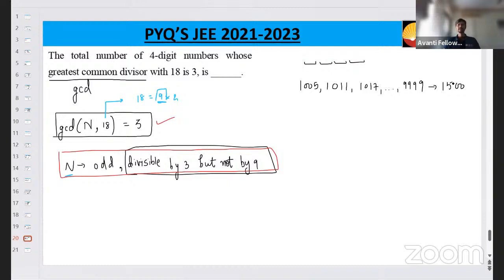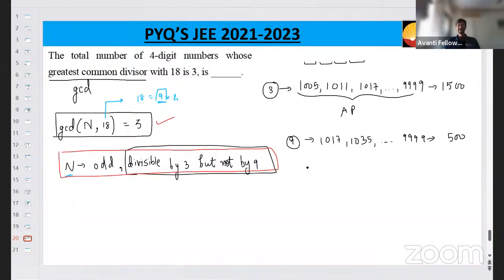You can do it with AP. ये AP है, right? It's an AP. Now, similarly, these are divisible by 3. We want not divisible by 9. So 9 वाले भी गिन लेते हैं. What will be 9 वाले क्या होंगे? 1017 से start होंगे, 1035, and it will go on up to 9999. This will be 500. It's same, it is an AP.